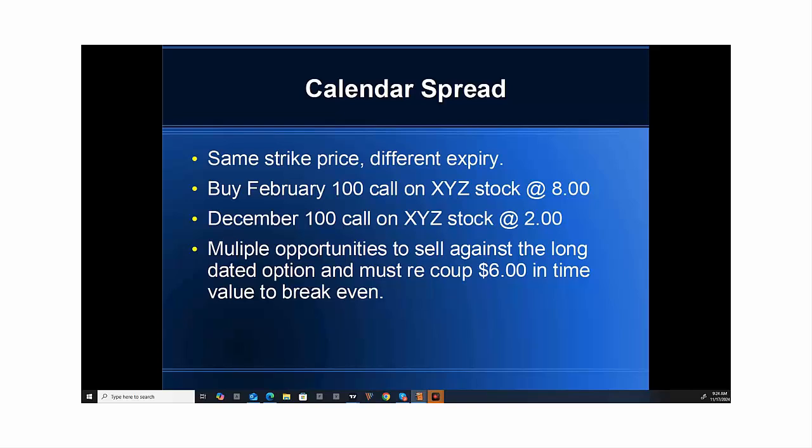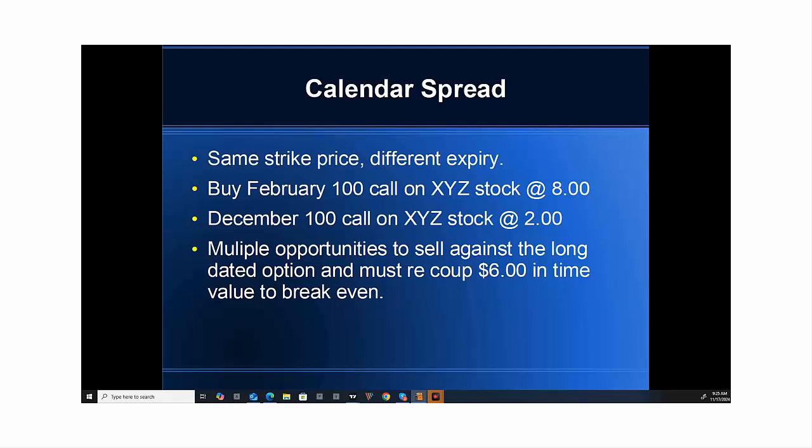Now, obviously that nets us a cost of $6. Now, between February and December, we're going to have multiple opportunities to sell against that long dated option to recoup the $6 in time value. So even if this stock was to go sideways, every week we could sell another option, or every 2 weeks, whatever it was, for say $2.